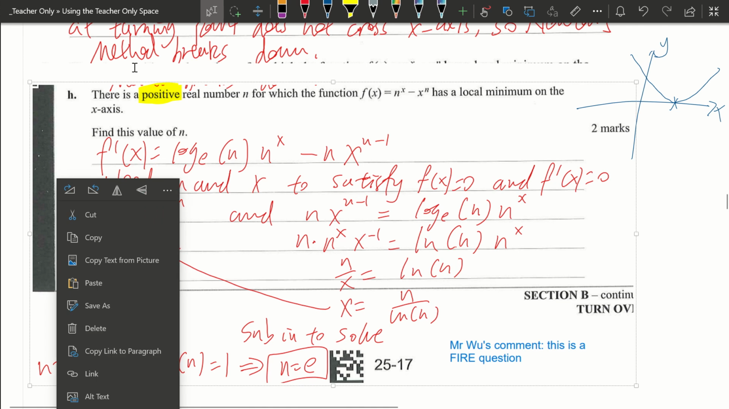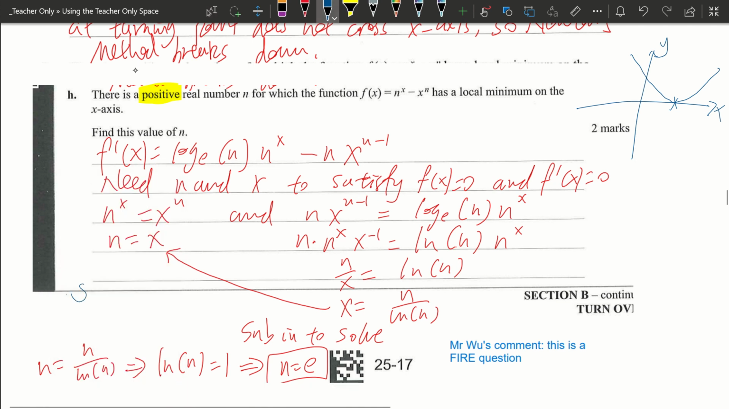Because you have one number raised to another number. So let's say you have 5 to the power of 2, and if you switch them, it's 2 to the power of 5. Clearly, they're not equal, right? You can also do 3 to the power of 4, and then compare that to 4 to the power of 3. Clearly, they're not equal. So for this equation to work, n and x have to be the same, and that's what I wrote down. I wrote down n equals x. So that's the first conclusion I made from f(x) equals 0.